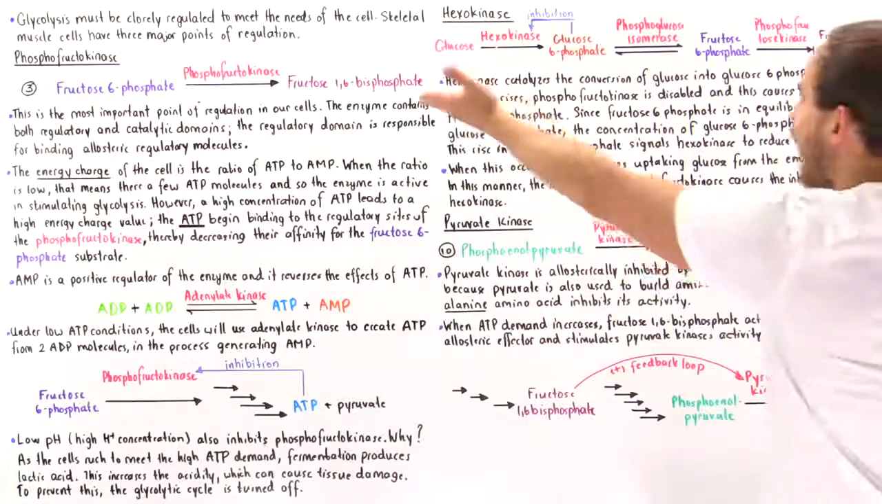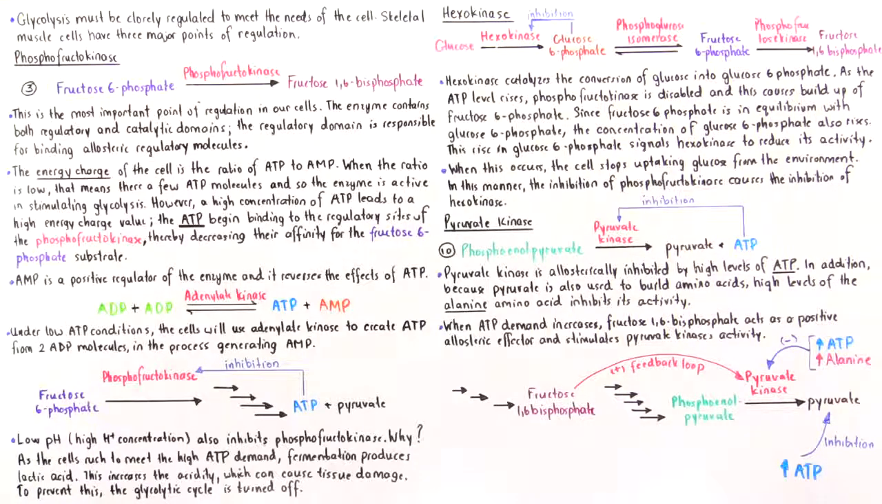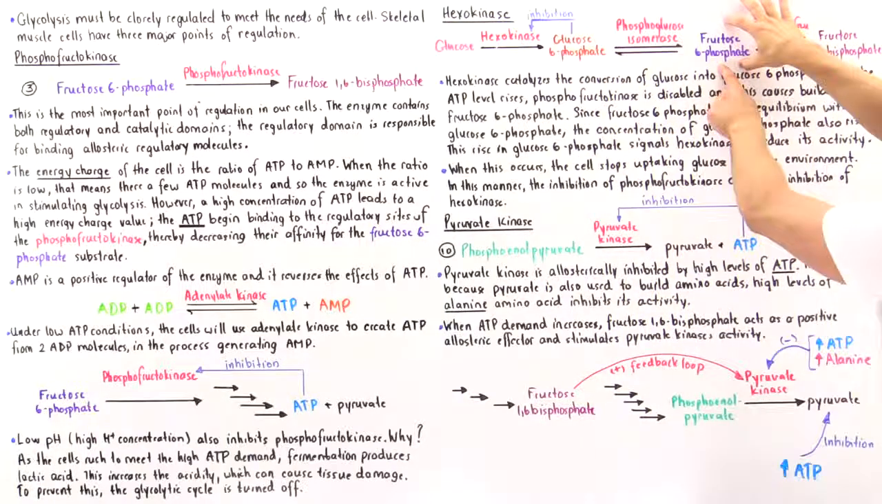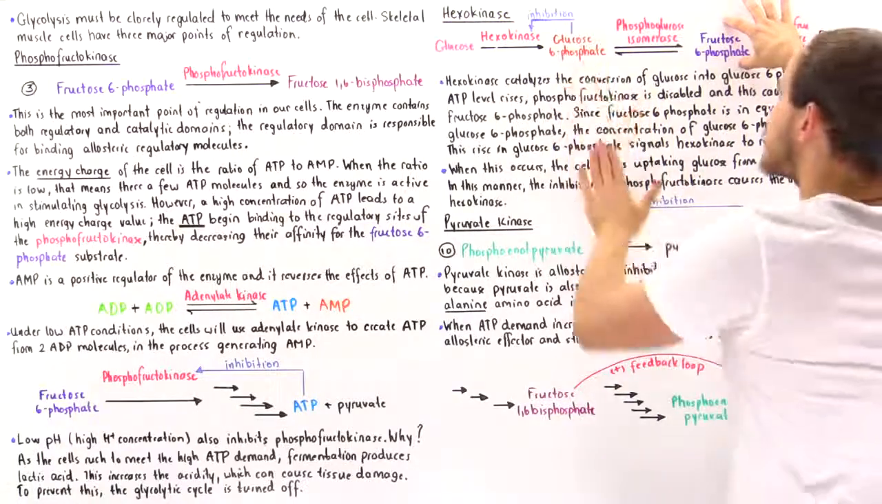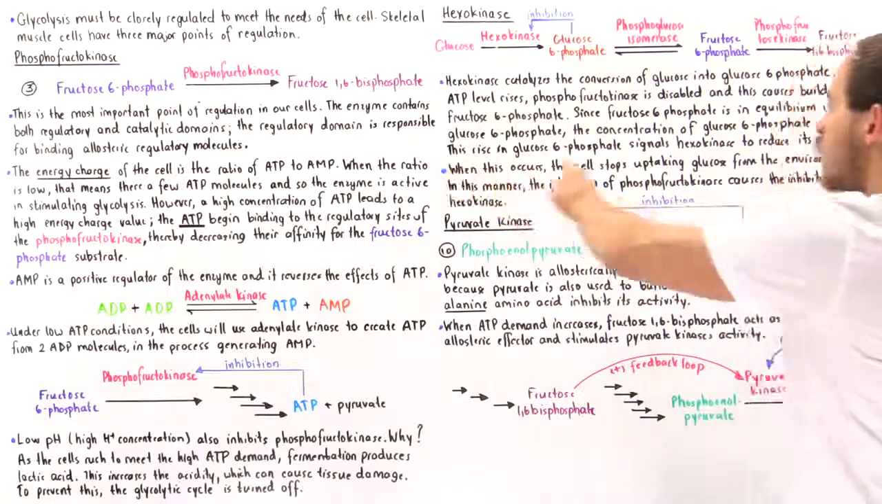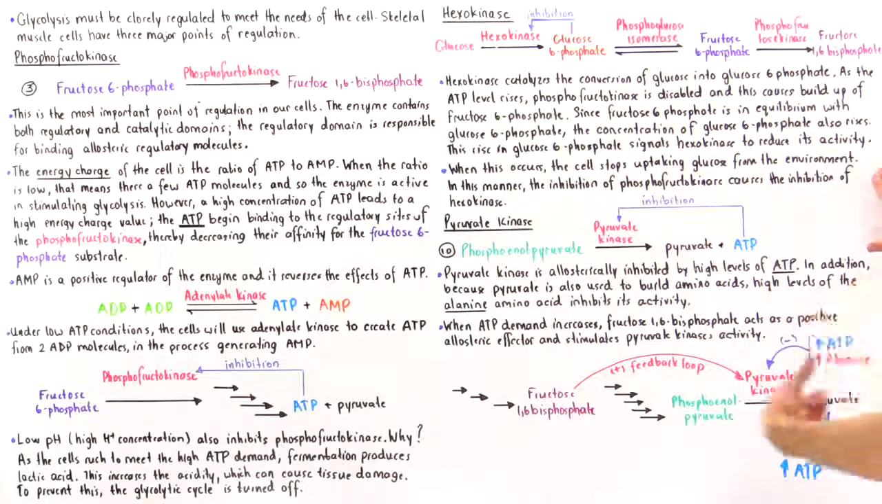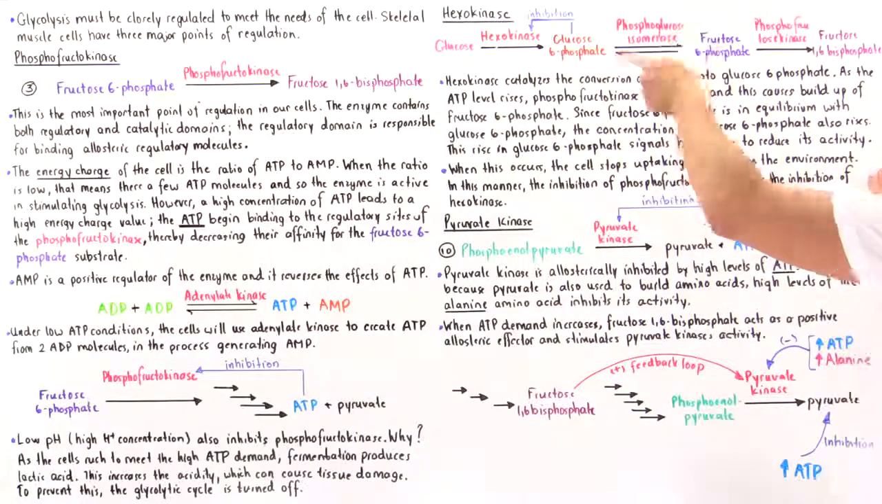So once again, hexokinase catalyzes the conversion of glucose into glucose 6-phosphate. And as the ATP level rises in the cell, phosphofructokinase is disabled, and this causes the buildup of the fructose 6-phosphate. And because fructose 6-phosphate is in equilibrium with glucose 6-phosphate, that causes a rise in the concentration of glucose 6-phosphate. And this rise in glucose 6-phosphate creates a negative feedback loop that essentially inhibits the activity of the hexokinase.